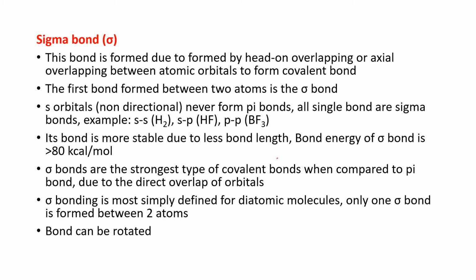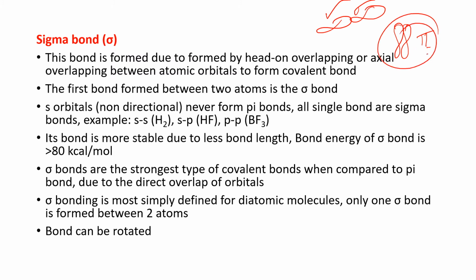Okay, and next is the sigma bond. So this bond is formed by the head-on-head overlapping or axial overlapping between the atomic orbitals, forming a covalent bond. So what is meant by head-on-head overlapping? If you see here, this is the head-on-head overlapping. And this is side-by-side overlapping. So these are the two types that you can see. If head-on-head overlapping is seen, this is known as a sigma bond. If sidewise overlapping is there, it is known as a pi bond. So this is a sigma, this is the pi bond. Okay, we will discuss the pi bond in the next slide.